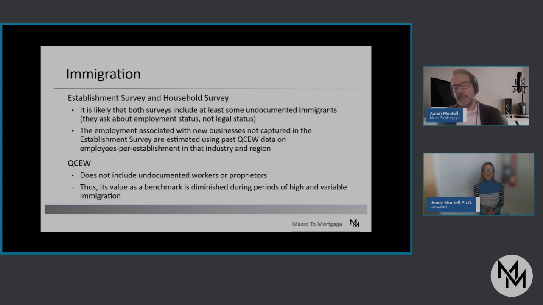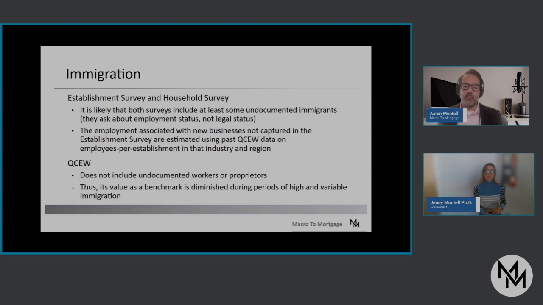Yeah. And so, why this matters is that the QCEW data to which these survey-based estimates are benchmarked once a year does not include undocumented workers or proprietors, as we mentioned in the beginning.